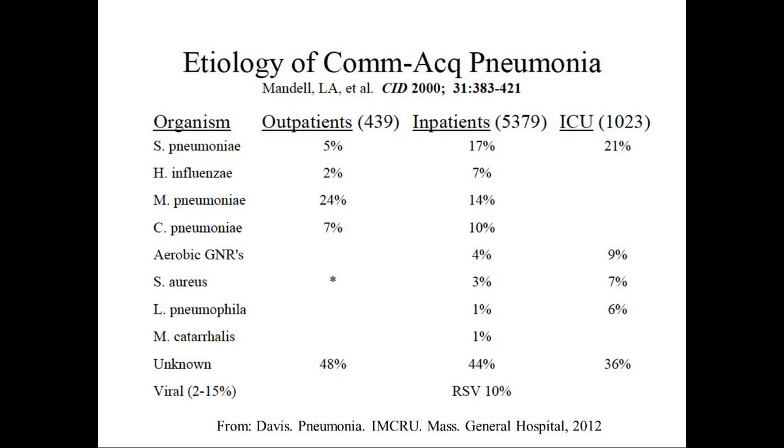And we know our intuitive organisms that cause community-acquired pneumonia, and this is breaking it down by outpatients, inpatients, and ICU. And it's no surprise that Streptococcus pneumoniae is number 1. Haemophilus tends to be decreasing in frequency, obviously because of vaccination and other trends. Moraxella, also on this list, Chlamydophila, and we look at Staph aureus, certainly more of a significant player in the ICU.